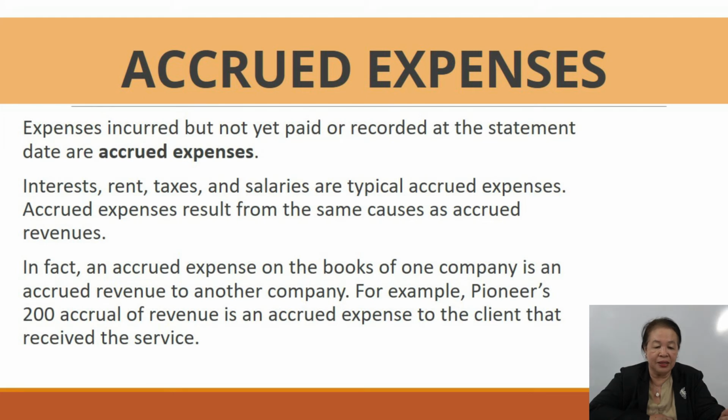Now for expenses: expenses incurred but not yet paid. You have already incurred them, you have expenses but you have not paid them, and they are not yet recorded at the statement date. Interest, rent, taxes, salaries are typical accrued expenses. Why? Because you do not pay them right away. They will be paid the following month or the next period. So accrued expenses result from the same causes as accrued revenues. An accrued expense on the books of one company is an accrued revenue to another company.